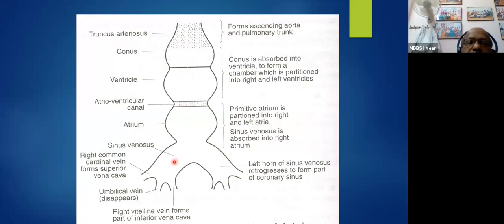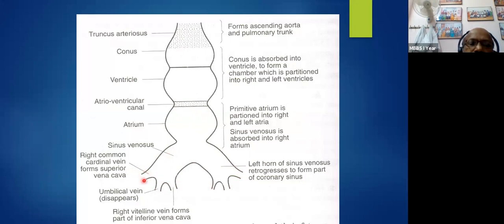So here what happens? You have the sinus venosus with the two horns, the right horn and the left horn. This is important. What are all the veins opening into each horn? The right side as well as the left side. The left horn regresses to form our coronary sinus, but the right horn is getting enlarged. At the same time, it is getting absorbed into the right half of the primitive atrium to form the posterior smooth part.